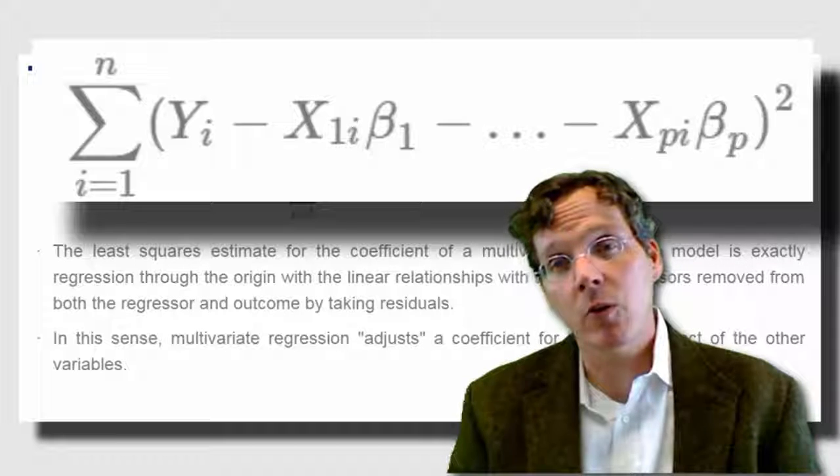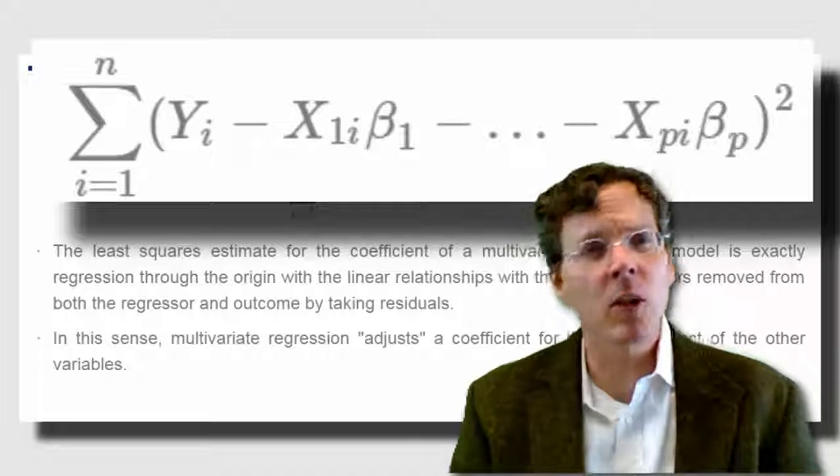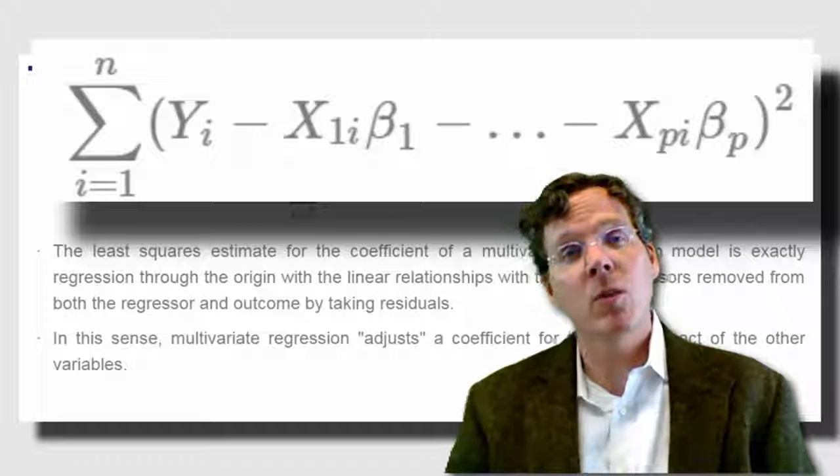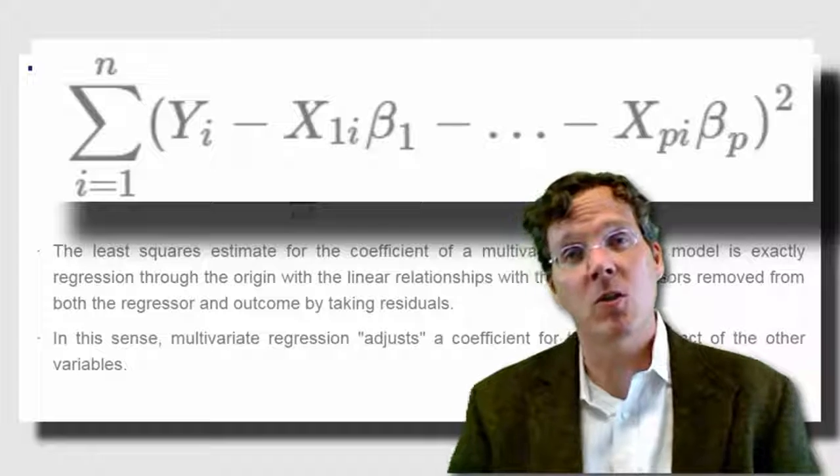So what we're going to do now is go through some computer experiments to illustrate that this is how lm works. And then in the next lecture, we're going to go through some examples in how we interpret the coefficients in context.